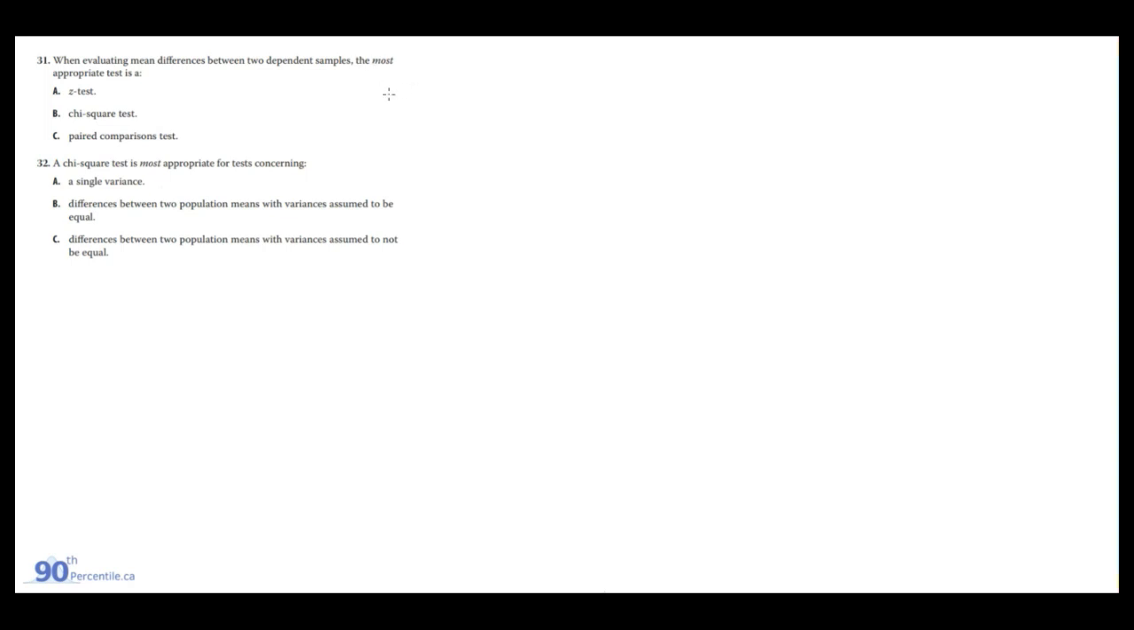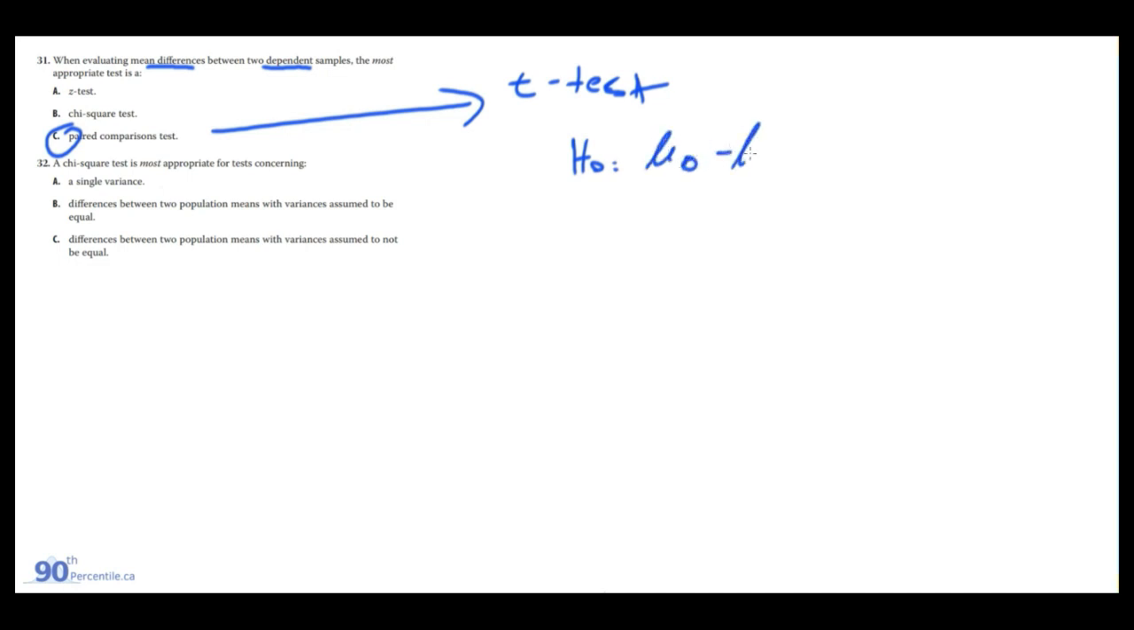Here, once again, we're just determining which test to use in which scenario. So in this question, when evaluating mean differences between two dependent samples, the most appropriate test is a paired comparisons test, which is just another name for the t-test that we just described, where the null is that the difference of mean 0 and mean 1, it could be like 1 and 2, whatever, the difference between these two means is 0, so our null is that they are not statistically different. And then the alternative would be, once again, that it's not equal to 0, which says that they are different.